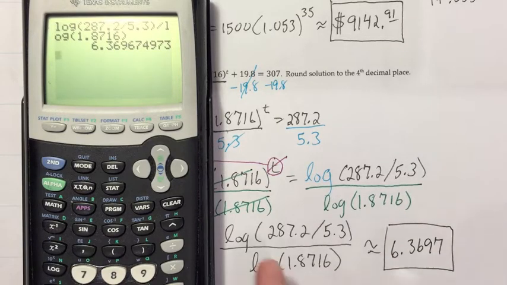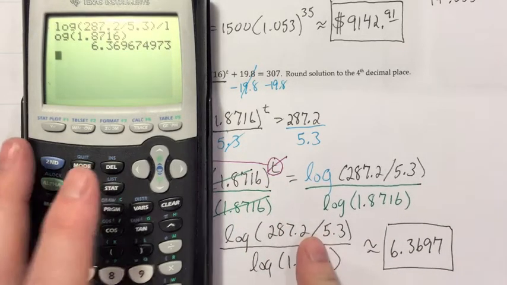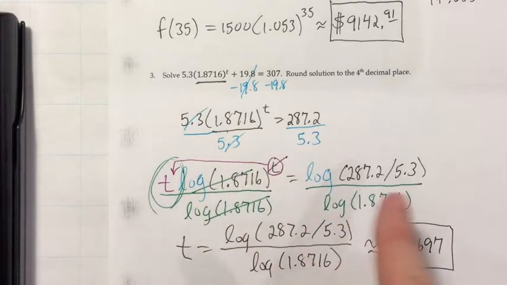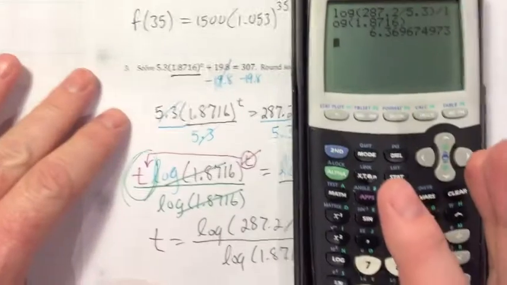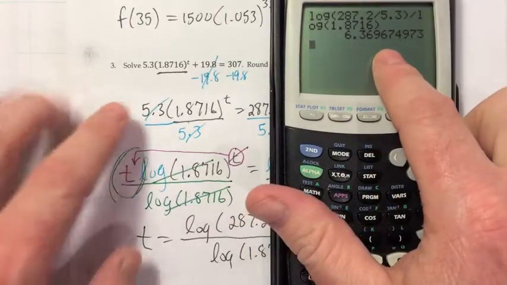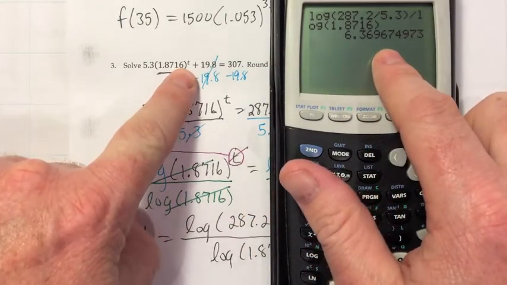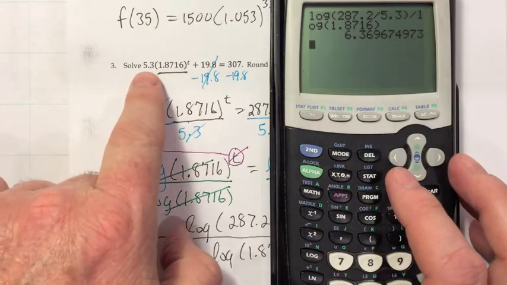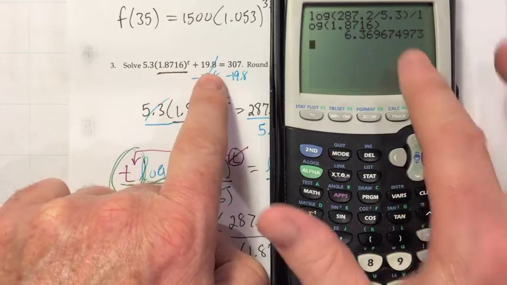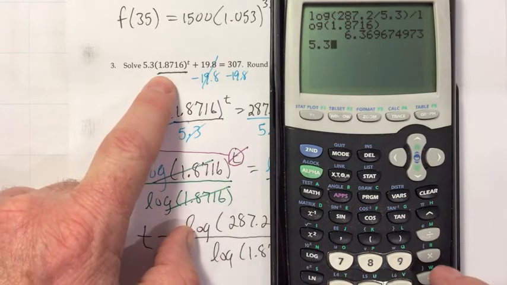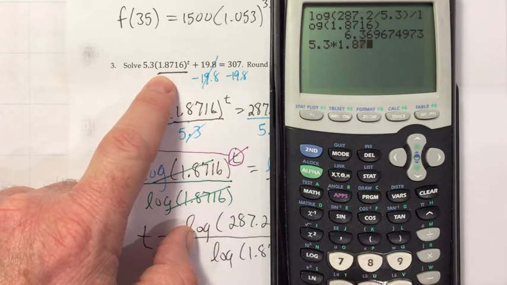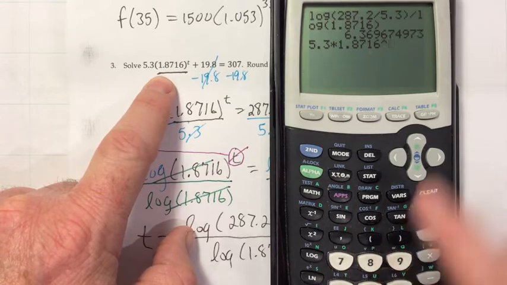One thing that's nice on a problem where you've done a lot of messy steps, subtracting decimals, dividing by decimals, taking logs, is that something could easily go wrong. So if you want to check that, take this answer, plug that in for t right there, and if it's really the answer, when you work all this out with that number plugged in, you should get 307. So 5.3 times 1.8716 raised to that answer we just got.